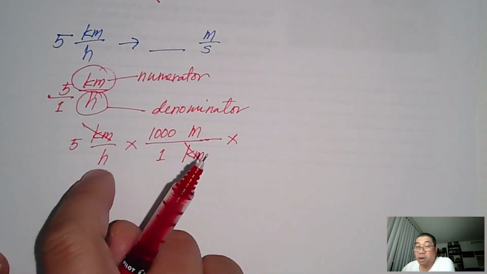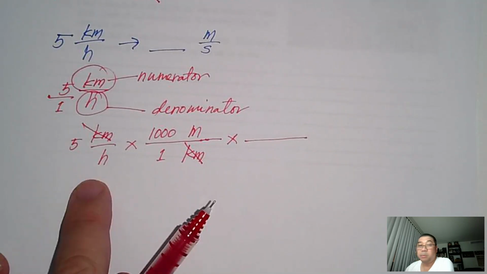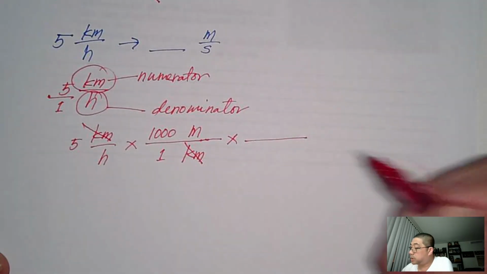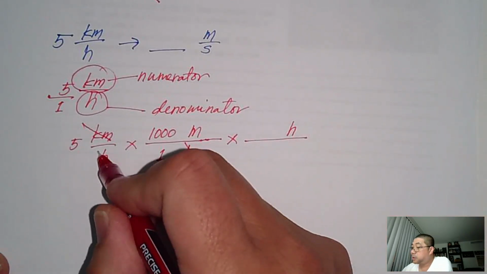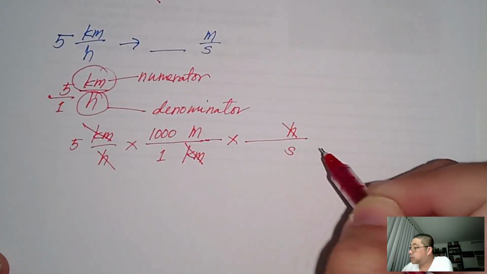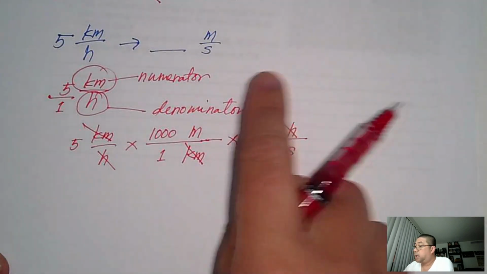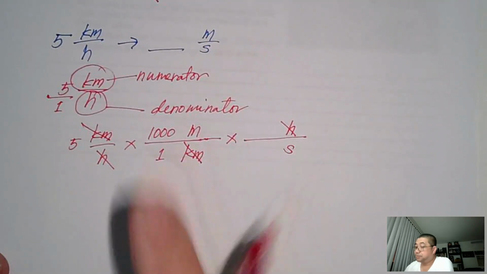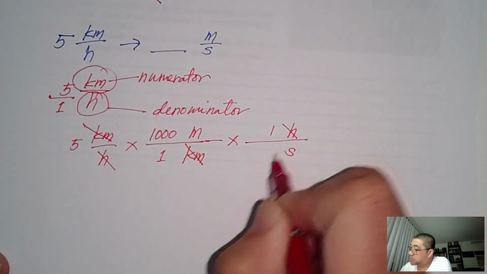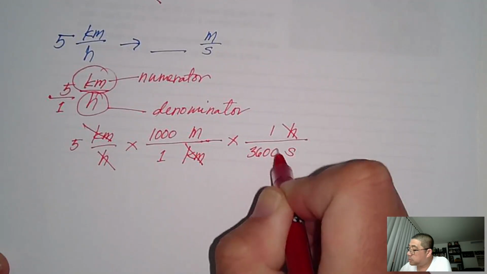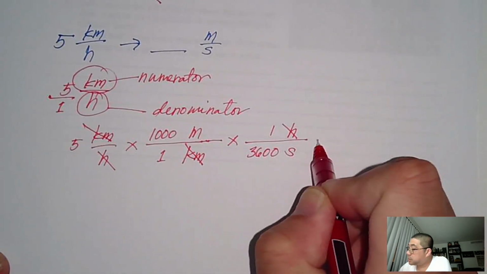Now let's convert our hours into seconds. Since hours is in the denominator, let us cancel hours by placing our hours in the numerator. So hours cancels out, and now we have seconds in the bottom. So meters over second, that will be your desired answer. 3,600 seconds is equivalent to 1 hour. So all I have to do is calculate using your calculators.